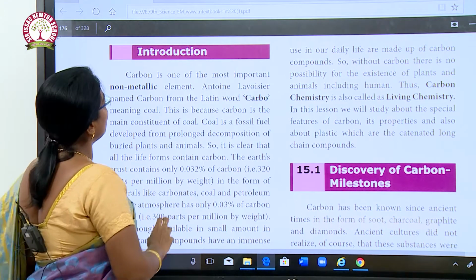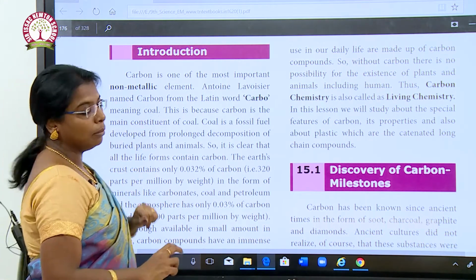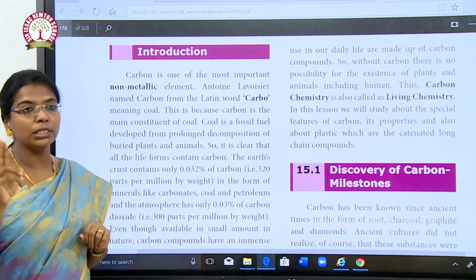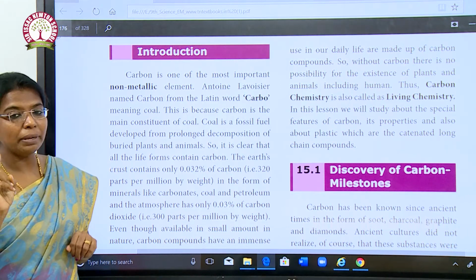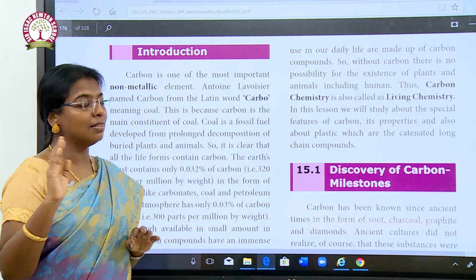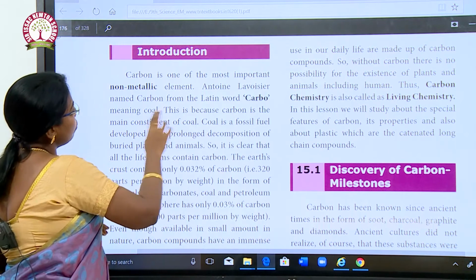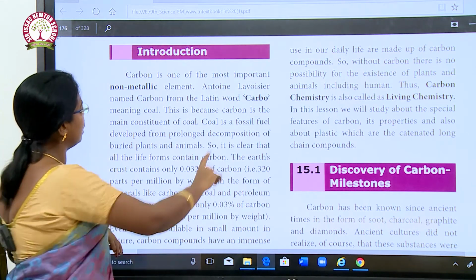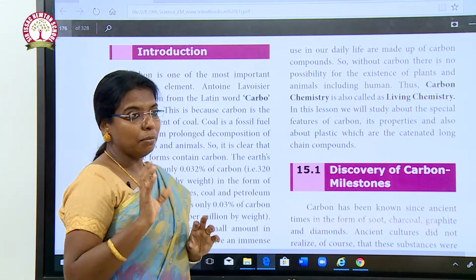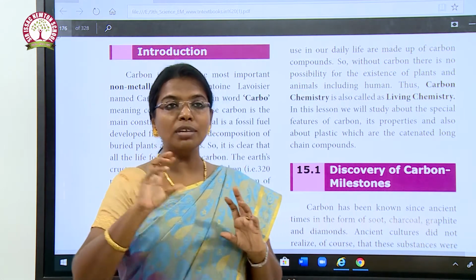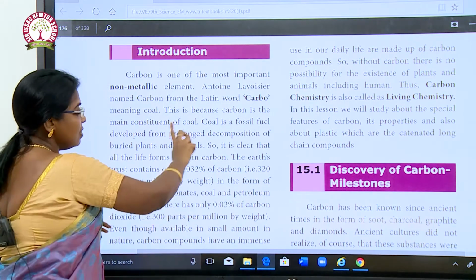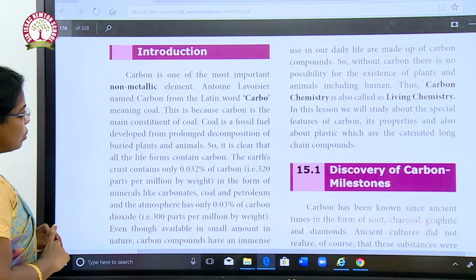Carbon is one of the important non-metallic elements. So first we have to know that carbon is a non-metallic element. It is not a metal, it is a non-metal. Antoine Lavoisier named carbon from the Latin word carbo, meaning coal. What is the meaning of carbon? Carbon means coal. Coal is nothing but carbon. This is because carbon is the main constituent of coal.